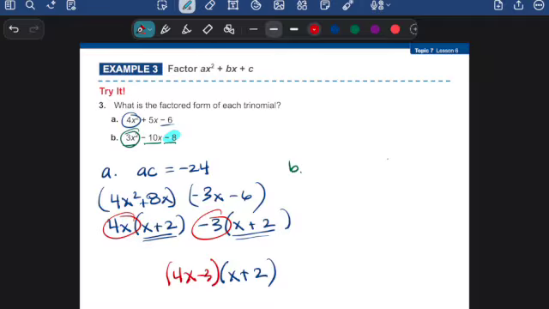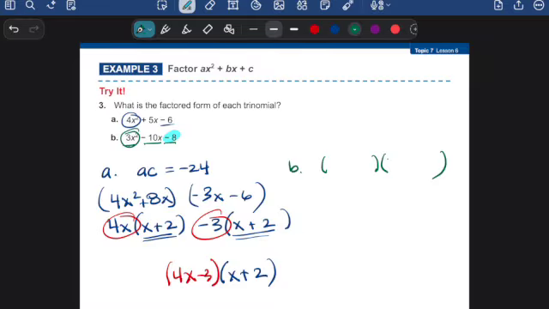Okay, part B, I'm going to do the reverse distributive property, and I'm going to show you this method. You're welcome to try this. It's got a little bit of trial and error, and you'll see what I mean. So first, I'm going to just set up my two binomials. I know my factored form is going to have two binomials.